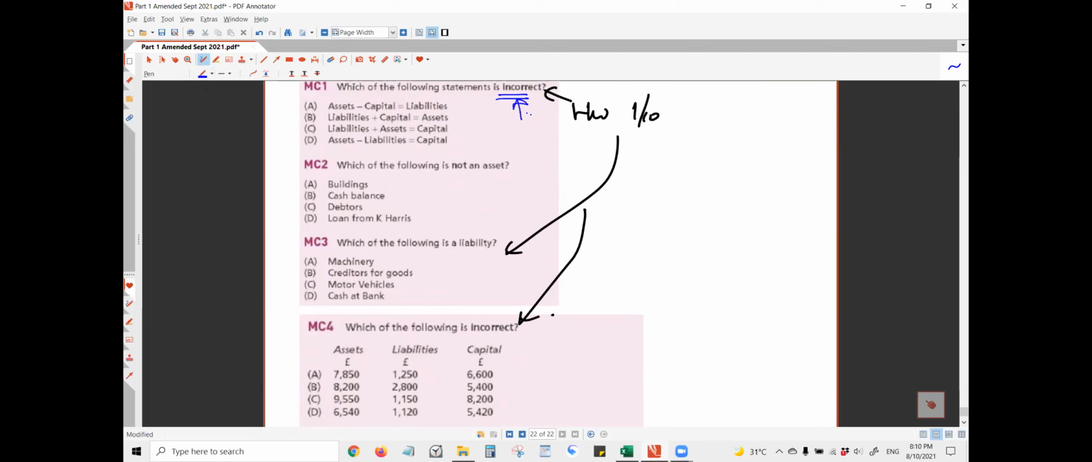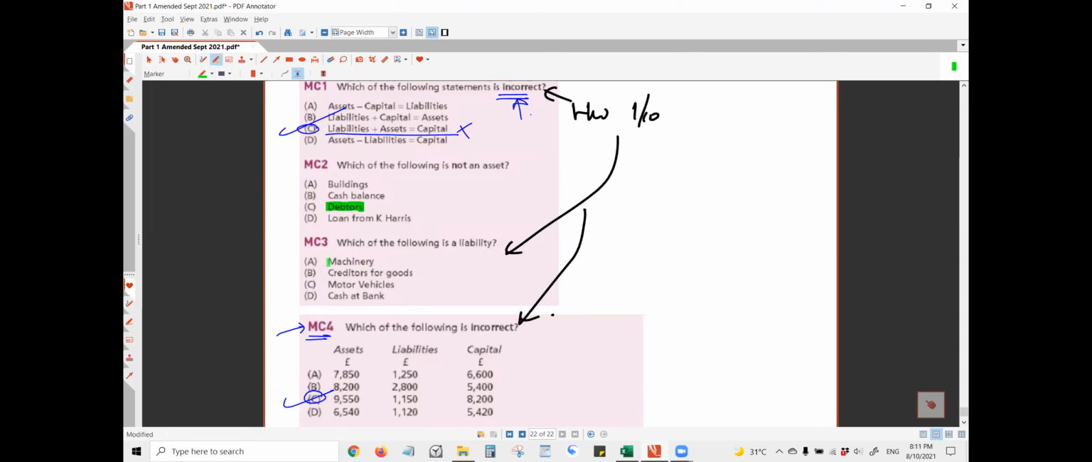Which one is wrong? MC1. Once again, it is C. Because you look at it yourself. C equal to L plus A. This is wrong. So C is the answer. And then I would like to look at MC4 first. Answer is C. C is the wrong one. If you try to calculate yourself. MC2 and MC3 here, I'd like you to learn two words here.